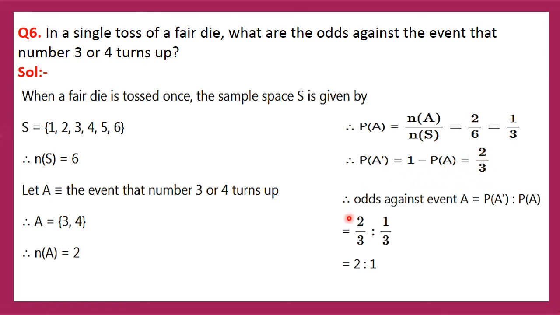Now odds against event A is given by P(A dash) is to P(A). So we have P(A) and P(A dash) now, and we will substitute here: 2 upon 3 is to 1 upon 3. "Is to" means divided by only. So 2 upon 3 divided by 1 upon 3. We will multiply by taking the reciprocal of the second ratio, that is 3 upon 1 is multiplied. So 3 will get cancelled and we have 2 is to 1.